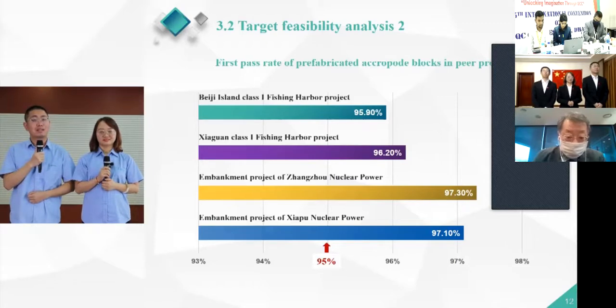Feasibility Analysis 2. We investigated several similar projects in the peers and found that their first pass rates of prefabricated coupled blocks all reached 95%.